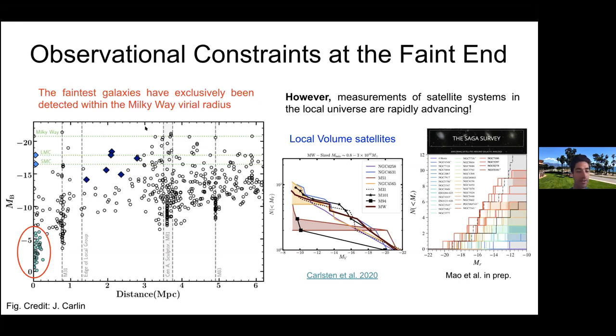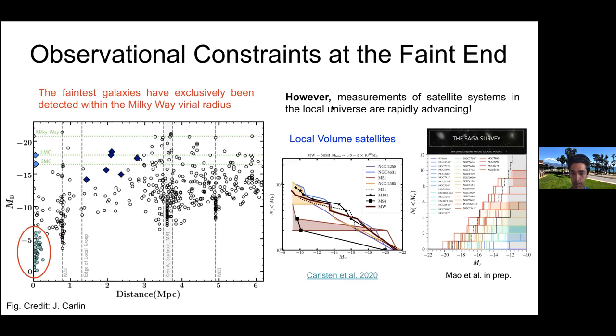The first one, this plot on the left, is showing all known galaxies, at least prior to this local volume satellites paper, as a function of distance from us. There's clearly a very significant locus of galaxy detectability. There's really an observational selection effect such that we can only detect the very faintest galaxies within the virial radius of the Milky Way, and that continues to be true. So at this extremely faint end, we are faced with the problem of having to understand the Milky Way, whether we like it or not.